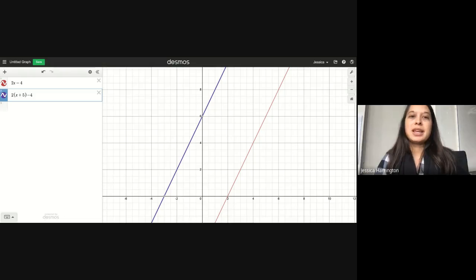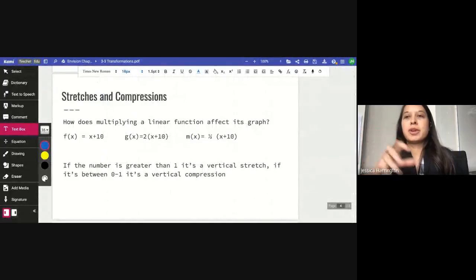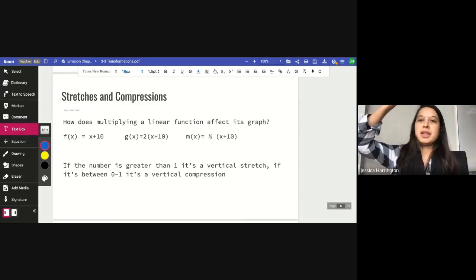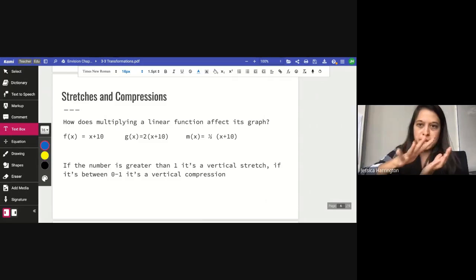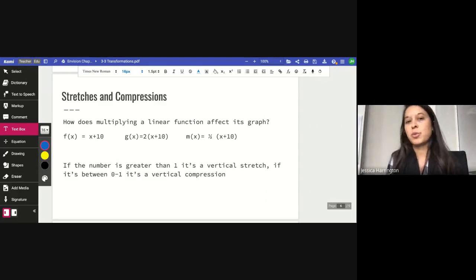Okay, so the next thing that we're going to talk about is a little trickier. It's called a stretch or compression, right? You can stretch things out and make them skinny, or you can compress them and squeeze them and make them fat, right? It's another transformation that you can do to graphs. And this happens by multiplying by a number. Not adding or subtracting anymore, we're multiplying.